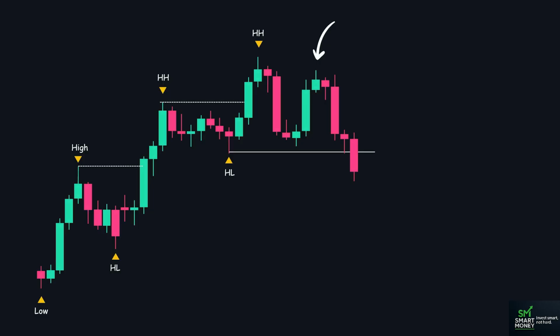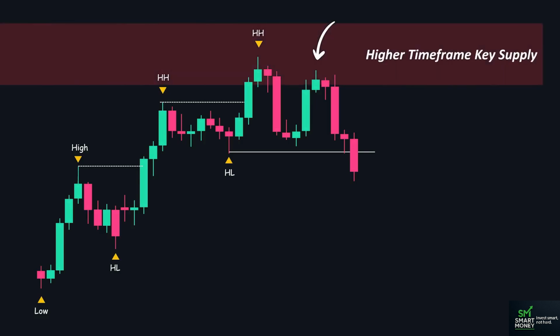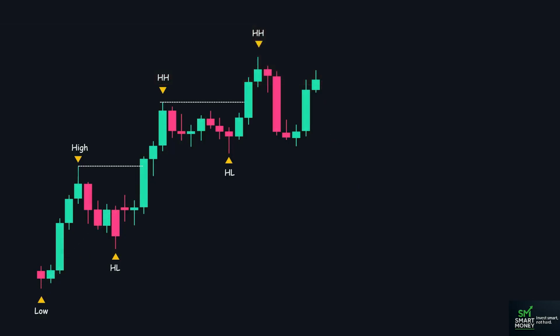They often appear at critical areas like a higher time frame, key level, or after an extended move where the trend is exhausted. Another important reversal signal is a shift in momentum.